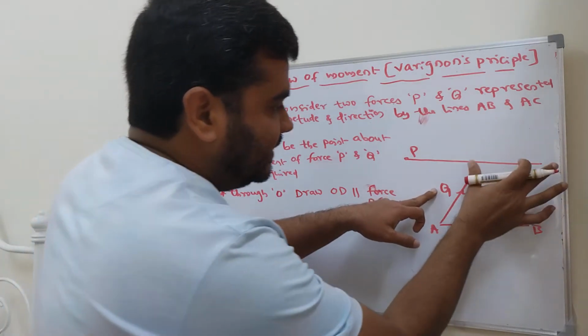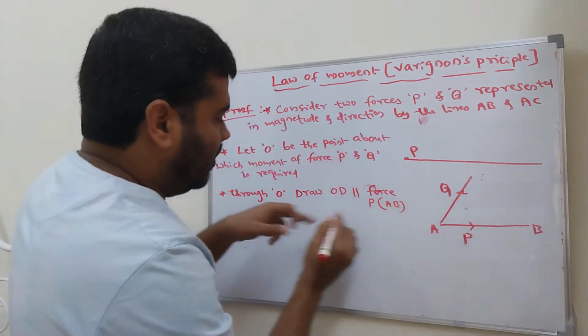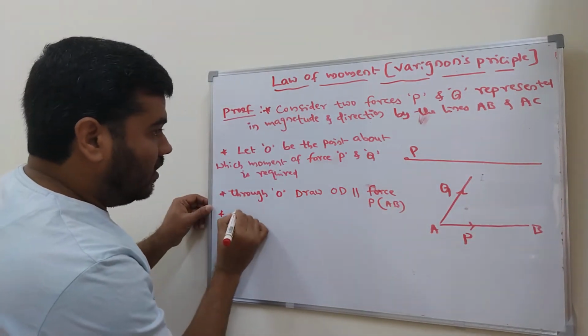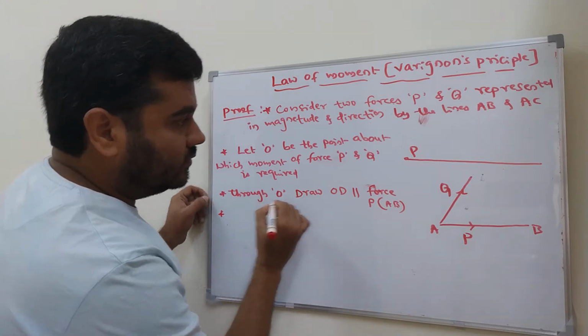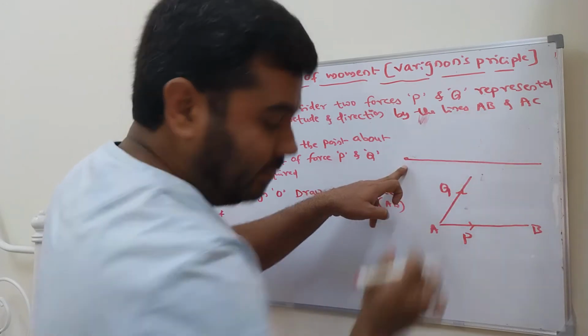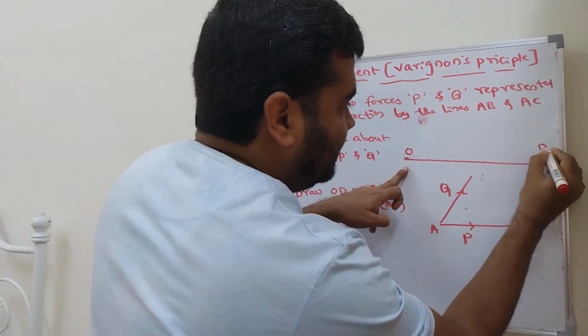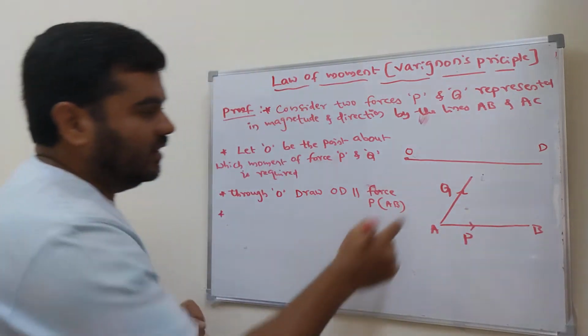This is OD, parallel to AB here. Just somewhere D is there. OD is parallel to AB here.